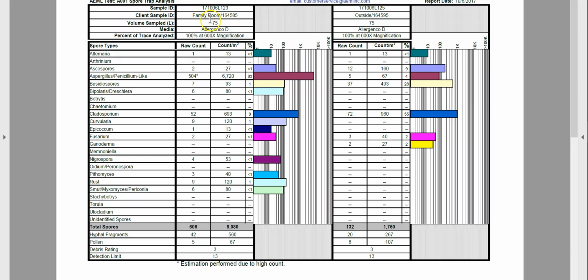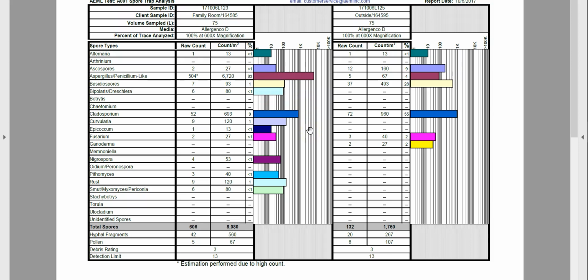We did the sample in the living room, and we did an air sample, which is the media, and we compared it to the outside. So what we're doing is we're looking at these numbers two ways, as a whole and then individually, as you can see with these colored charts.